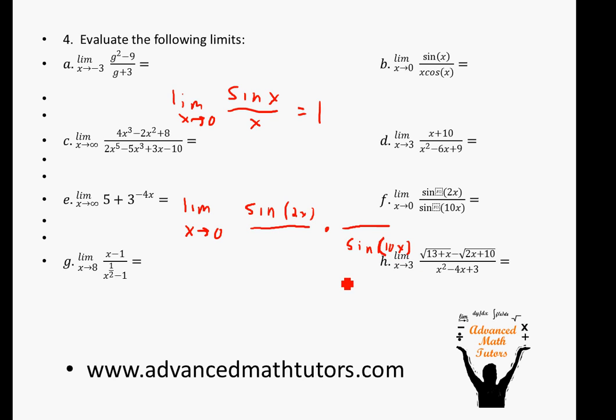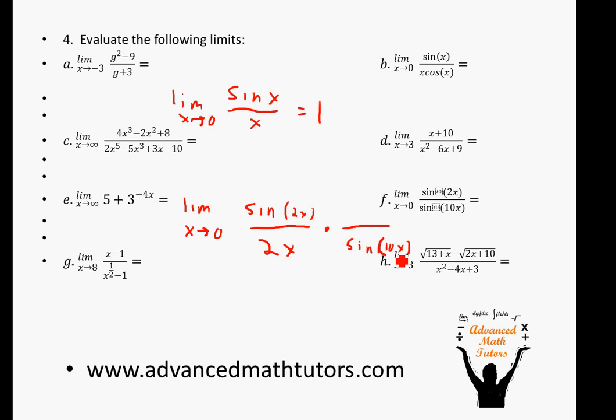Now, the problem with this sine of 2x is I need a 2x on the bottom, so I'm just going to go ahead and put a 2x on the bottom. No problem. But if I put a 2x on the bottom, I've changed the whole thing. So I need to undo it. So I need to put a 2x on top. Well, check this out. This works out so nicely.